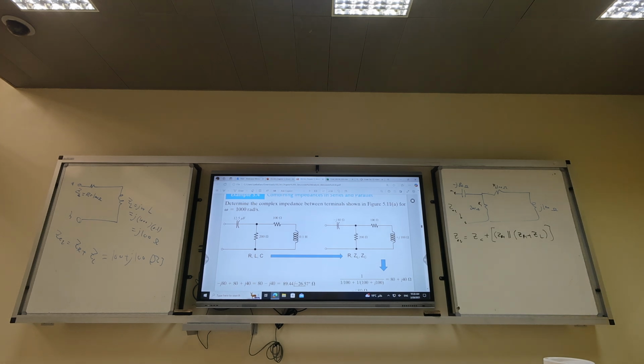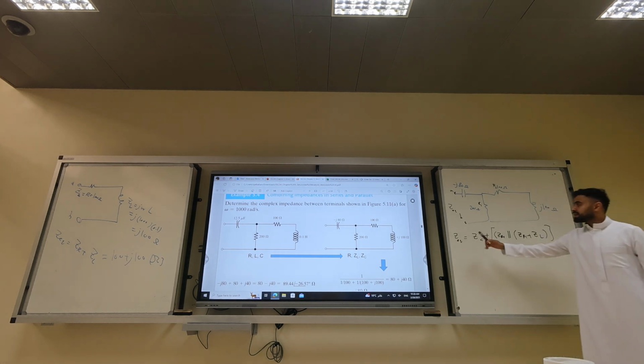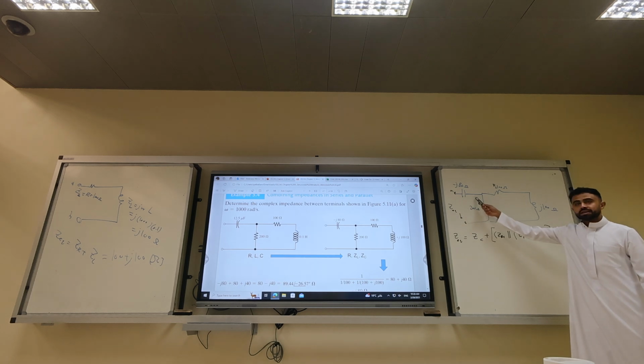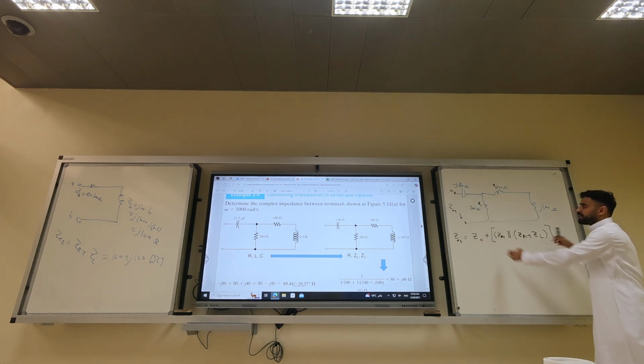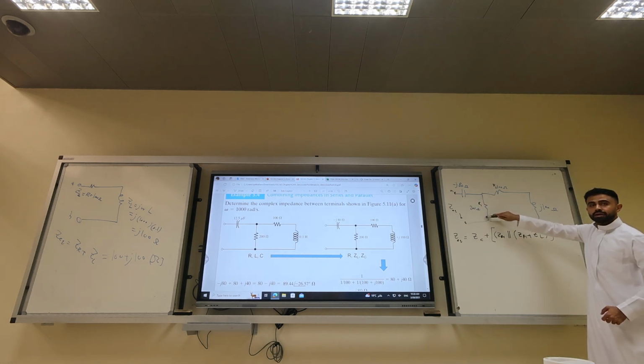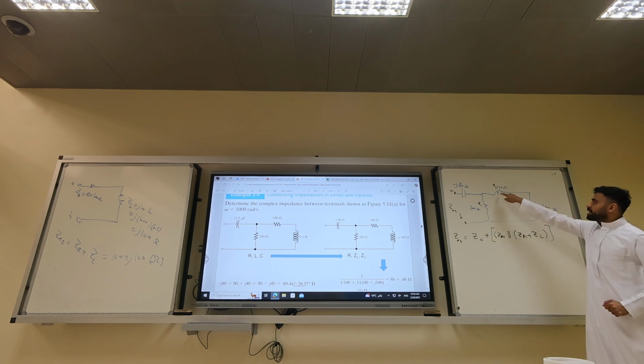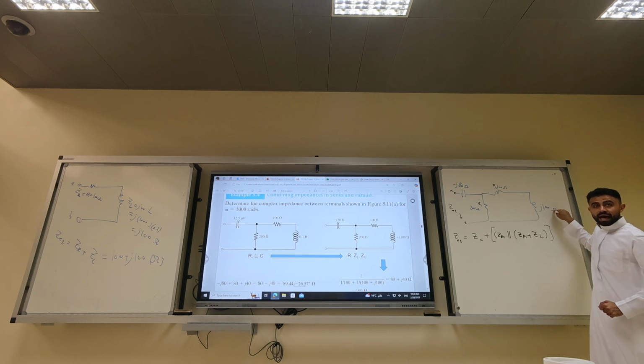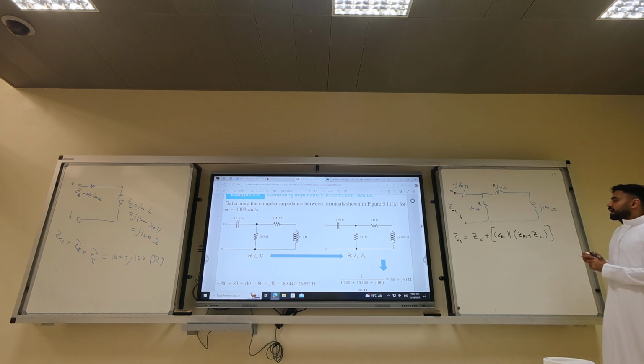I'm going to repeat one more time. The Z equivalent is Z of the capacitor in series with the parallel combination between the 200 R1 and the series combination of R2 and L1. Get it, Hatem? So how do we calculate it?